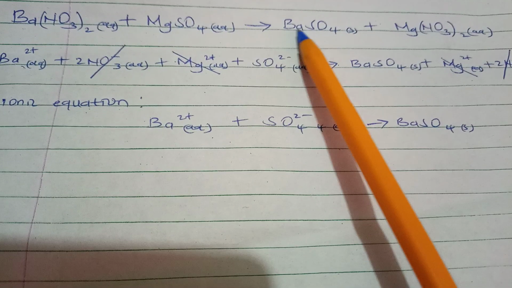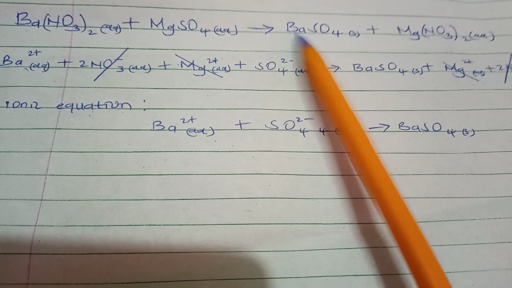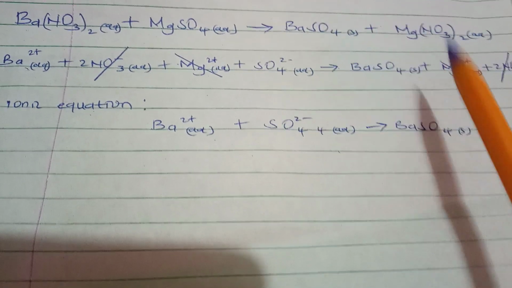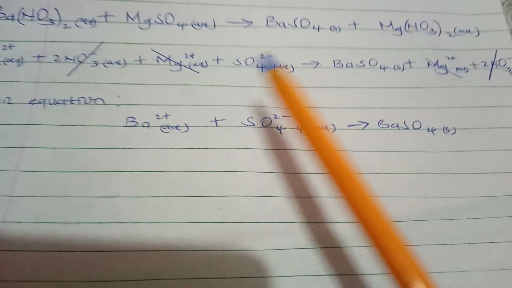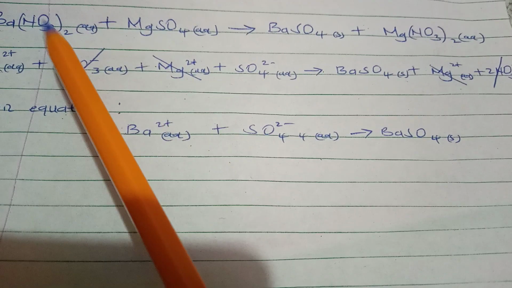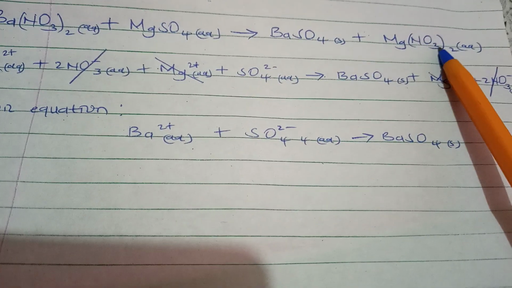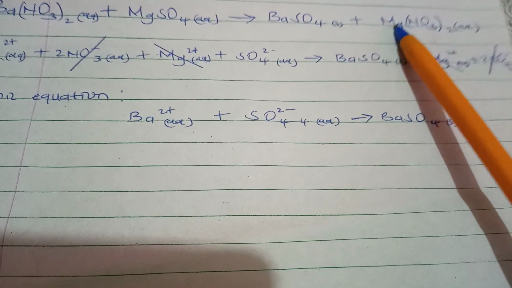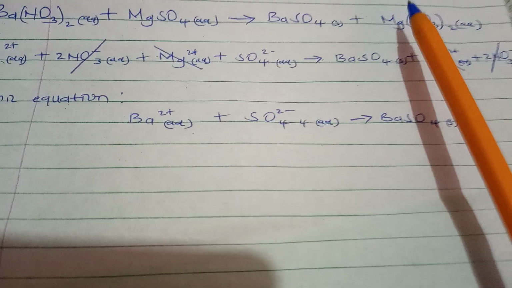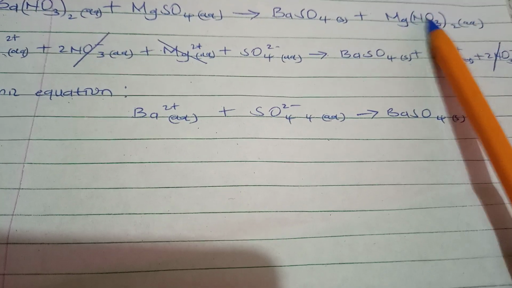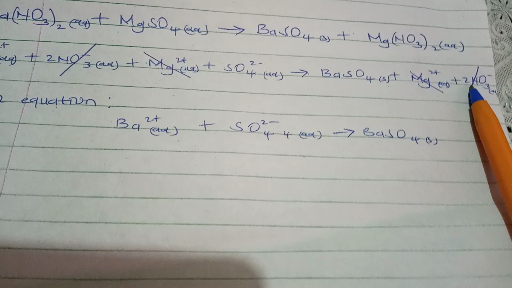We are not going to write the ions of the barium sulfate because it is in solid form. We can only write the ions of the salts which are in solution form. And also here we have the magnesium nitrate. So we have the magnesium ion and the nitrate ion.